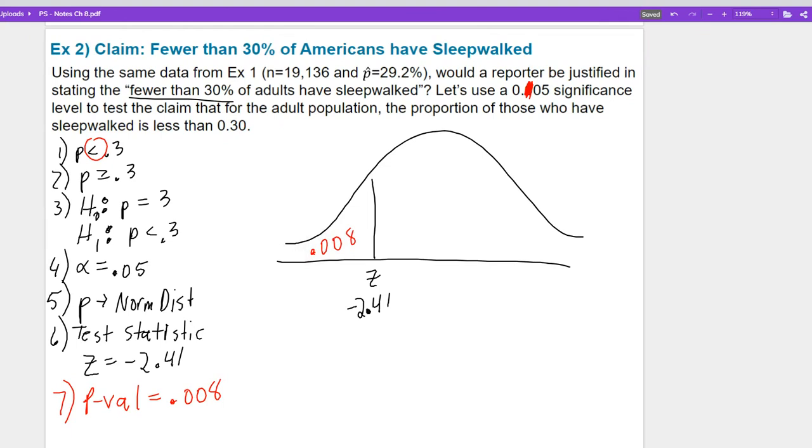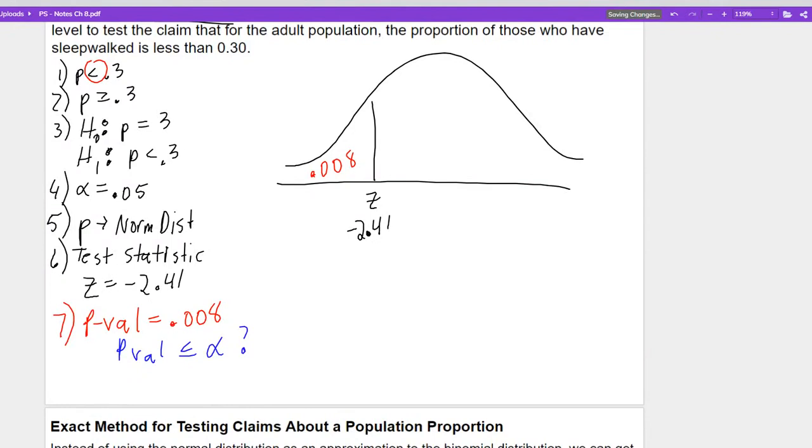Because all you have to do is remember, if the p is low, the null must go, right? And so we're comparing that number right there, p-value less than or equal to alpha, question mark. Or in this case, 0.05. 0.008 is less than or equal to 0.05. Okay, good. That tells me to reject the null hypothesis.